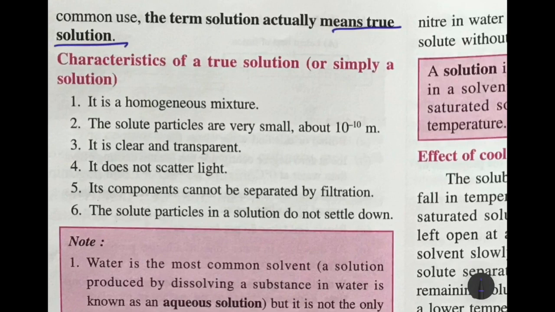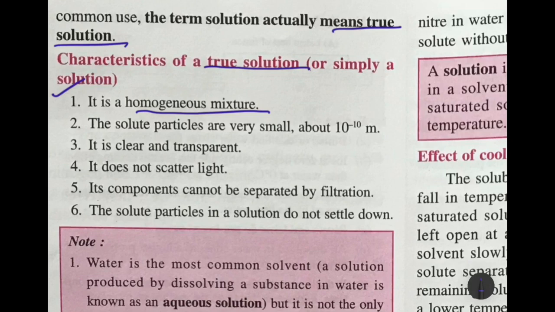Now, the characteristics of a true solution are important, children. It is a homogeneous mixture. Again, I'm telling you, homogeneous means having the same composition throughout. Like if you take a sugar solution and drink it, or that time I gave you the example of making orange juice. You put squash and then you put water, and when you drink it, the first sip and the last sip taste the same. It has the same taste throughout. So it is homogeneous, having the same composition throughout.